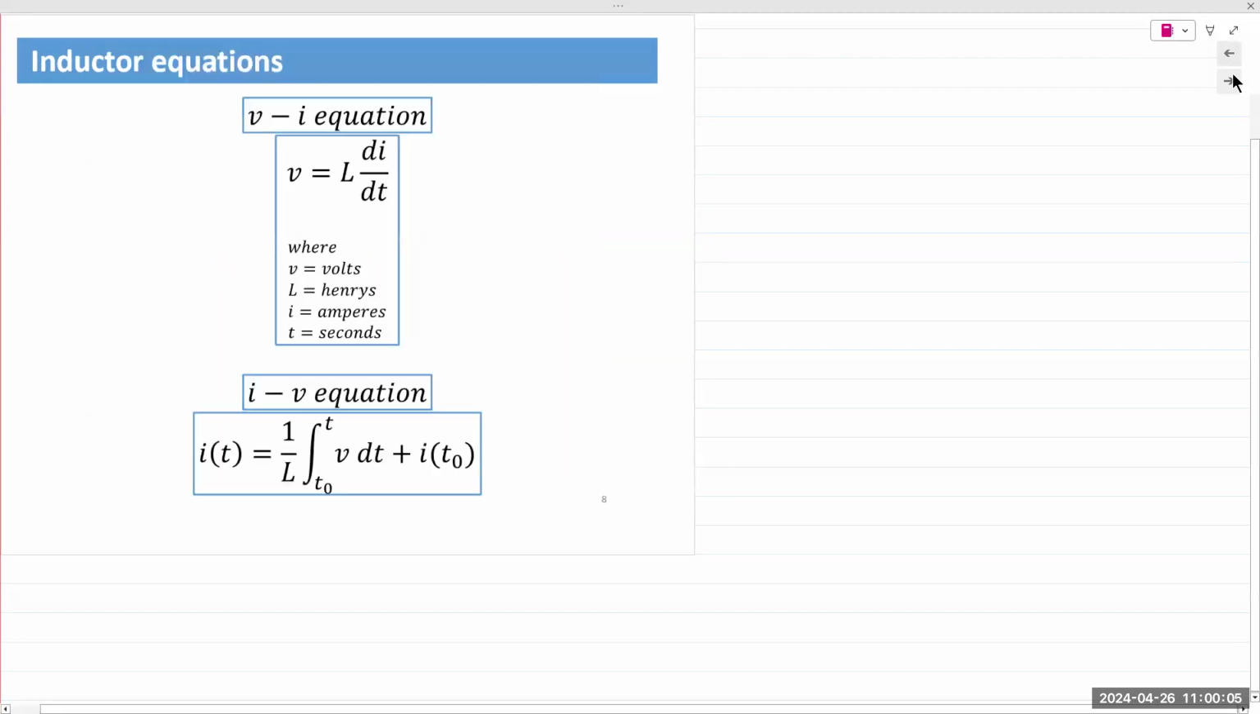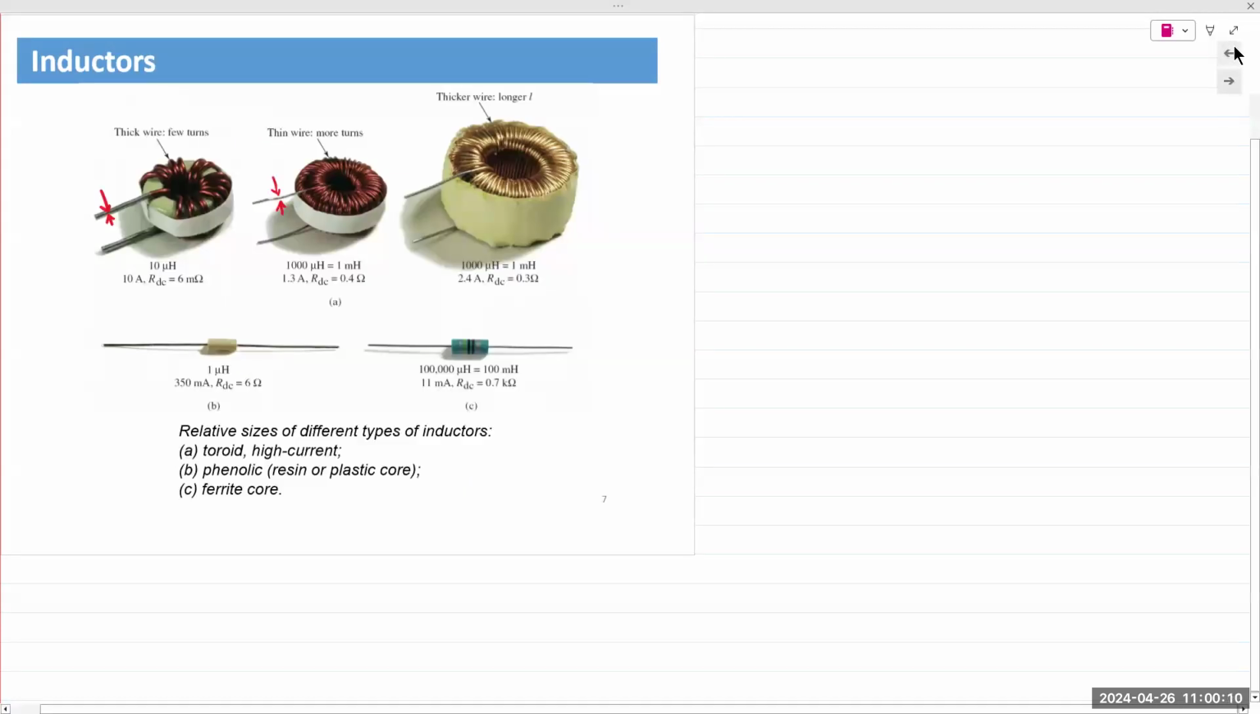And the VI equation. Actually, it's 11 o'clock, so let me end right here. We'll pick up here again on Monday.